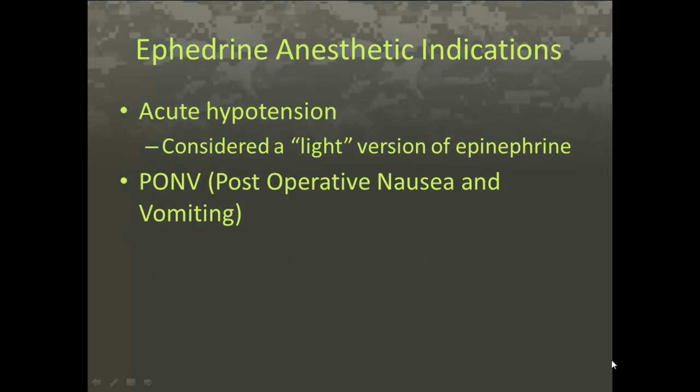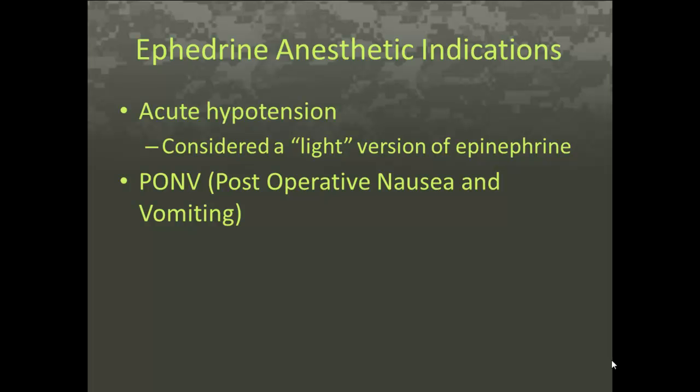There are two anesthetic indications for ephedrine. The primary anesthetic indication for the use of ephedrine is hypotension induced by anesthesia. It is very useful in hypotension caused by regional or neuraxial anesthesia. Ephedrine is a good choice when you want to give a lighter version of epinephrine. It is longer lasting, but does not have the potency of epinephrine.